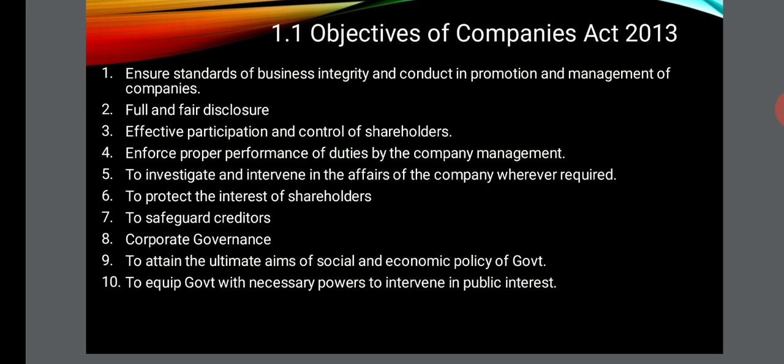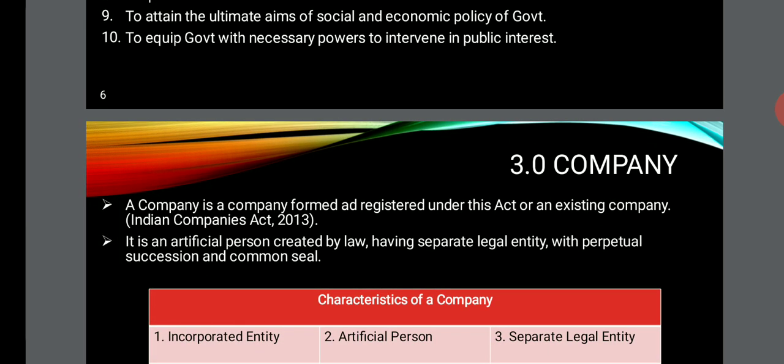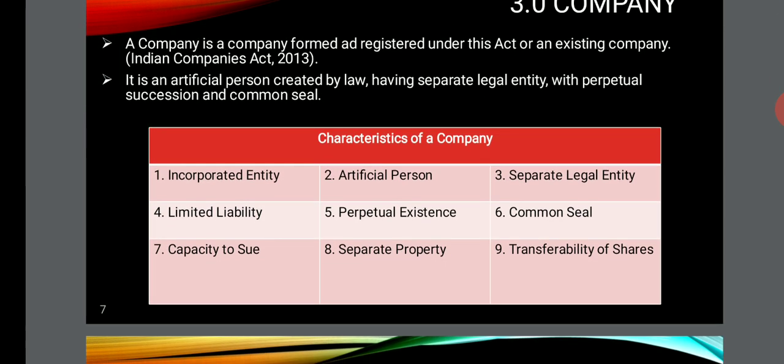Corporate governance. What is corporate governance? It is the governance system of corporates which is expected for the free and fair operation of the companies, to attain the ultimate aim of social and economic policy of the government, to equip government with necessary powers to intervene in public interest. So these are some objectives of the Companies Act. Now let us know what is a company.